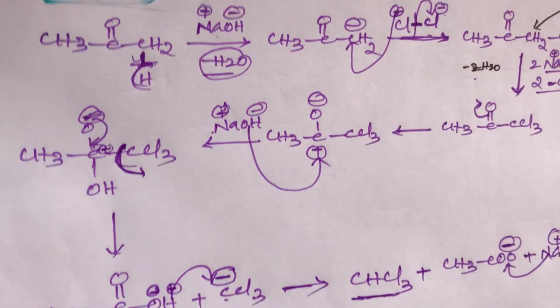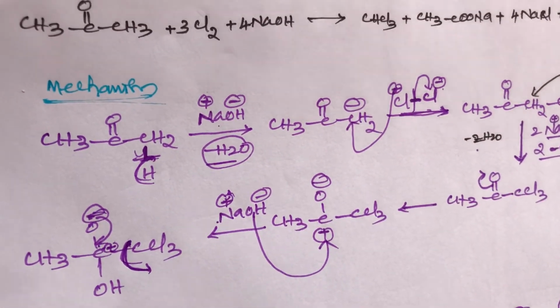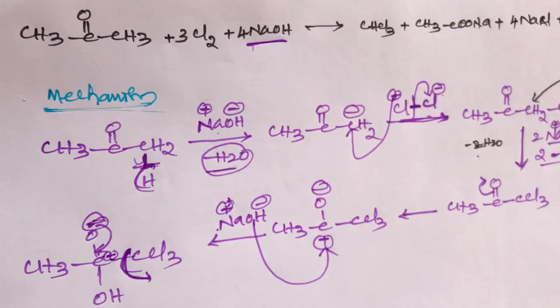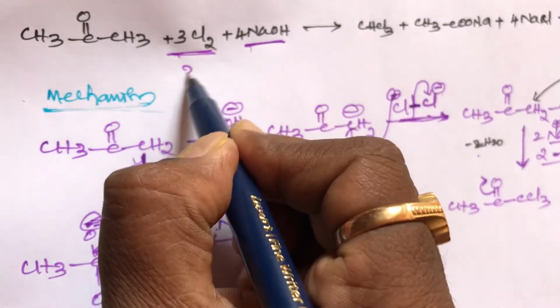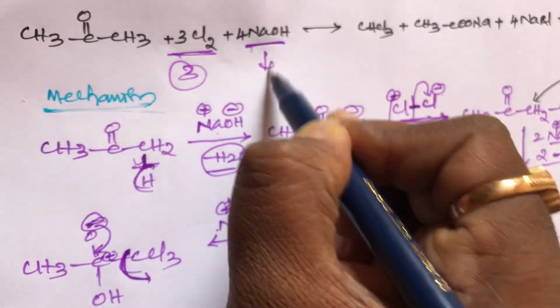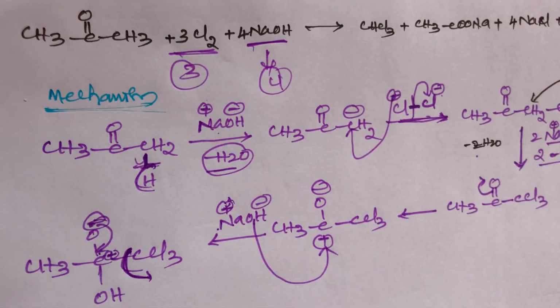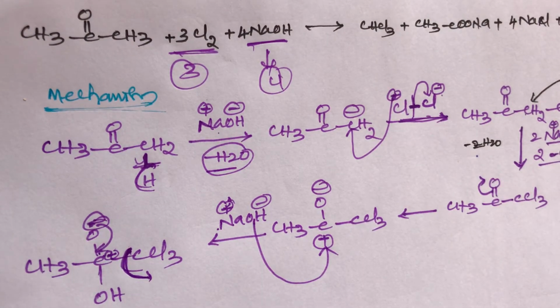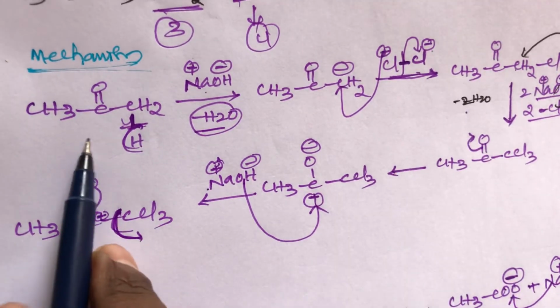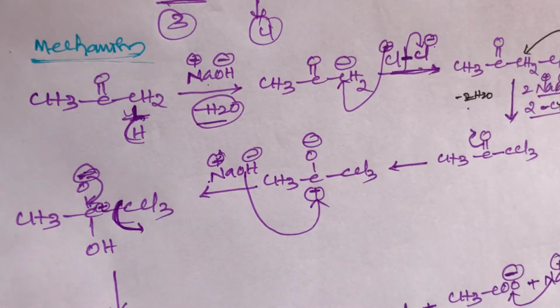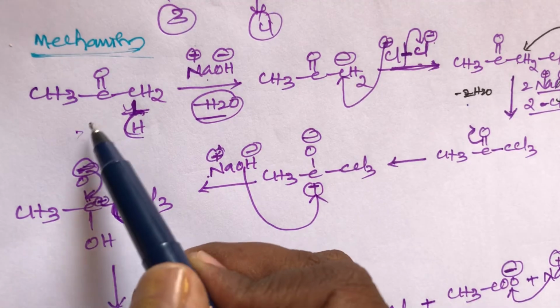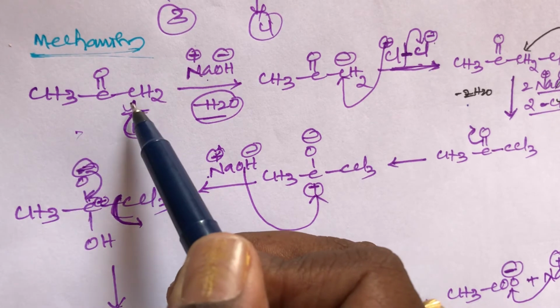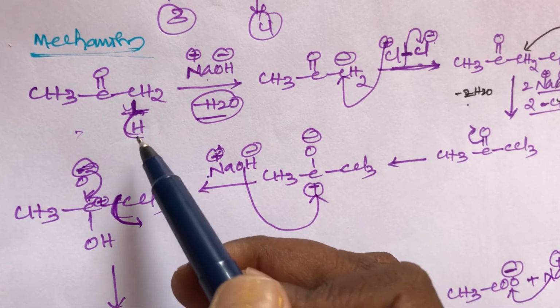Here 3 moles of chlorine and 4 moles of NaOH are involved. This is very important, student, and very important in competitive exams also. So in this first step, acetone, which has 2 alpha carbons, reacts. These alpha carbons contain alpha hydrogens.